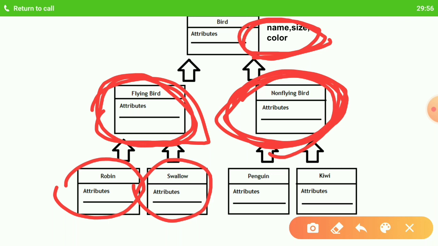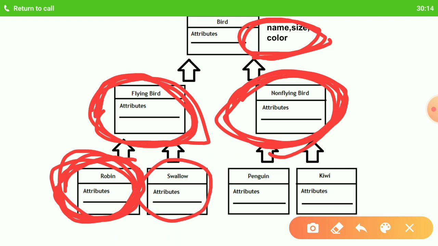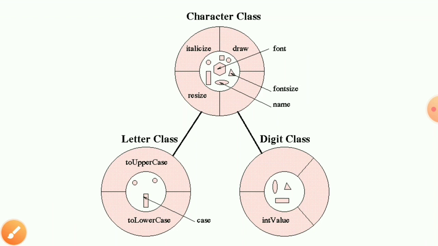Similarly as you go down the hierarchy, here you can see robin is a specific kind of bird under flying bird. So this robin will have all the features of flying birds, all the features of birds, plus it will have its own unique features. Okay, so this is the second example. Let's look at the third example.